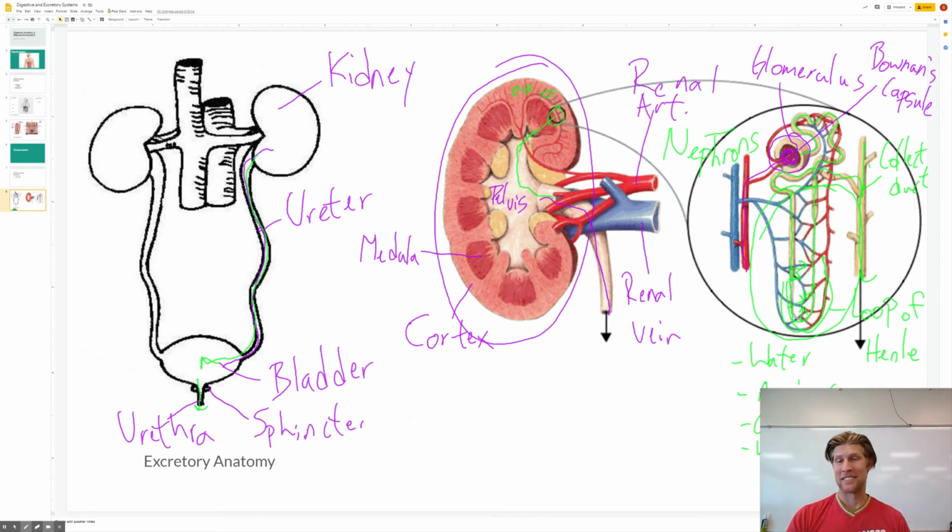Oh, so exciting. And that's pretty much it for the excretory system. I love it. It's awesome. Need to filter that blood.